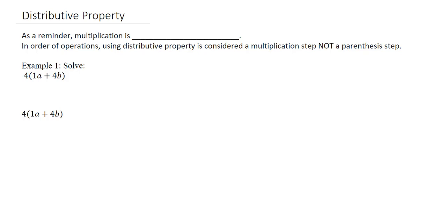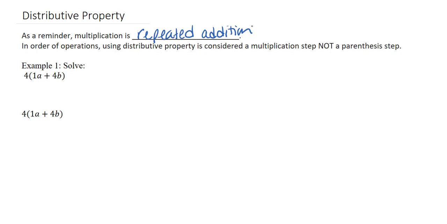Distributive property. As a reminder, multiplication is just repeated addition. And remember this: in the order of operations, using the distributive property is considered a multiplication step and not a parenthesis step. So let's look at the first example. We have 4, and then in parentheses 1a plus 4b, and we're going to show this 2 different ways.